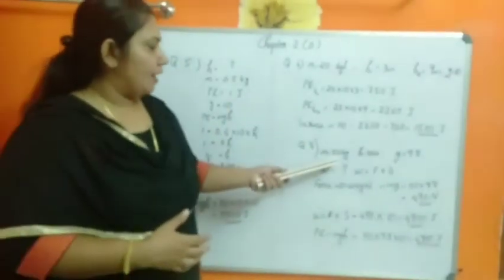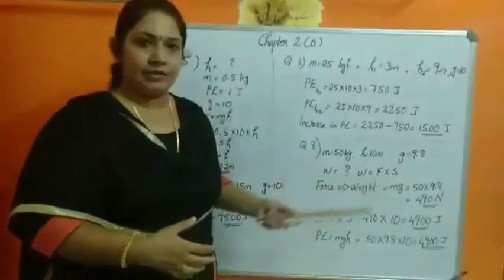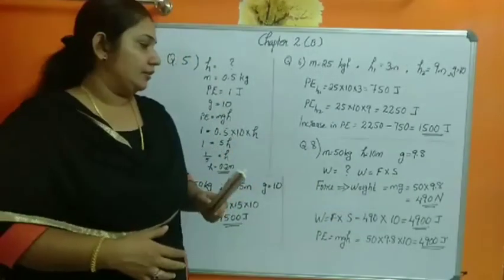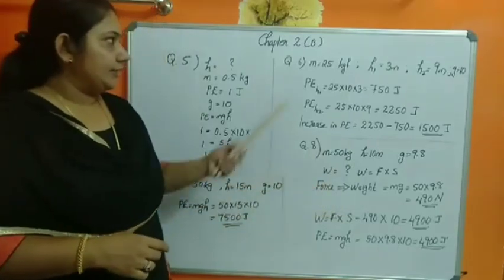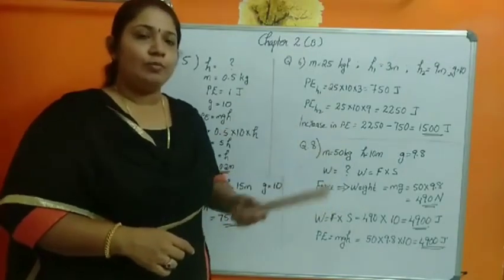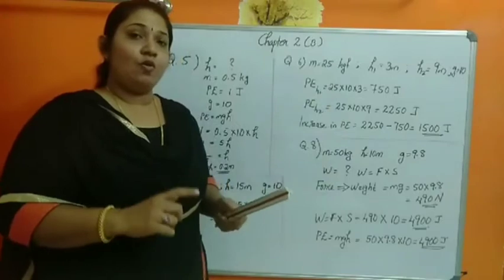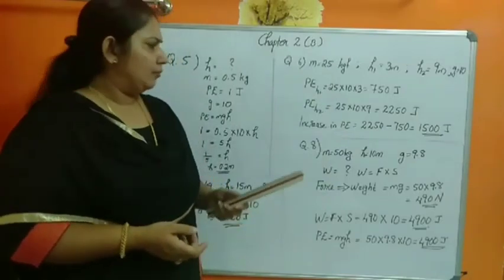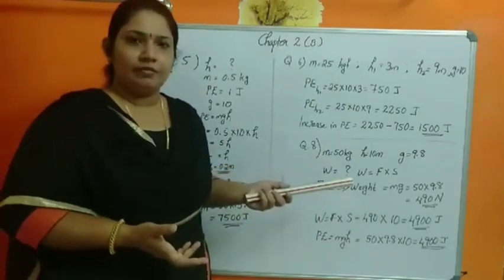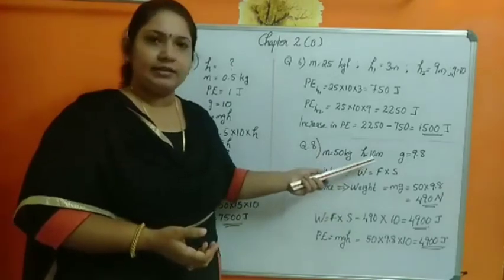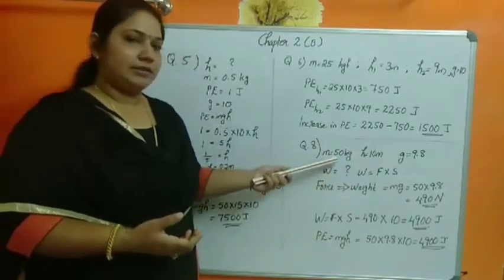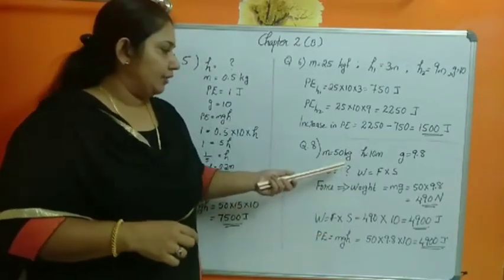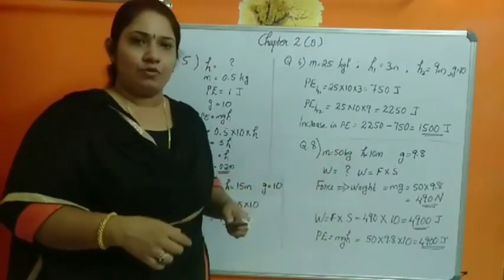Here we can see mass, height and gravity are given. You are asked to find the work done. As we studied in chapter 2a, the formula for work done is force into displacement. But here you can see force is not given. Displacement, okay, height is given, but force is not given. Only mass is given. So we should know how to relate this mass with the force.